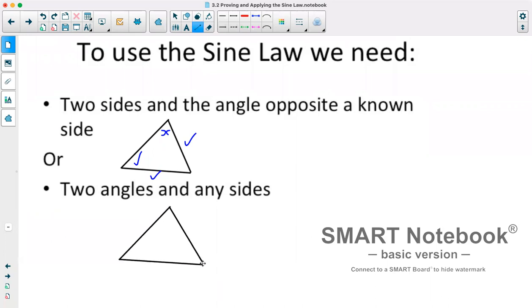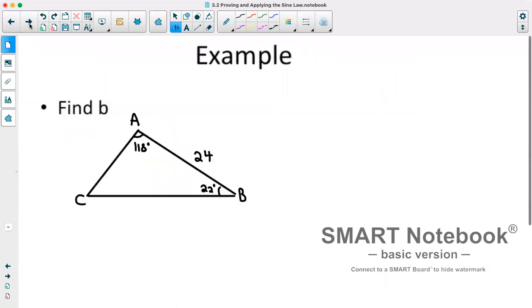Because theoretically, if we have two angles, we should have all three, because we know angles in a triangle add up to 180. So if we have two angles, we automatically also know the third one, and then we just need one side, and then we can solve for any side in a triangle. So we'll do some examples now.